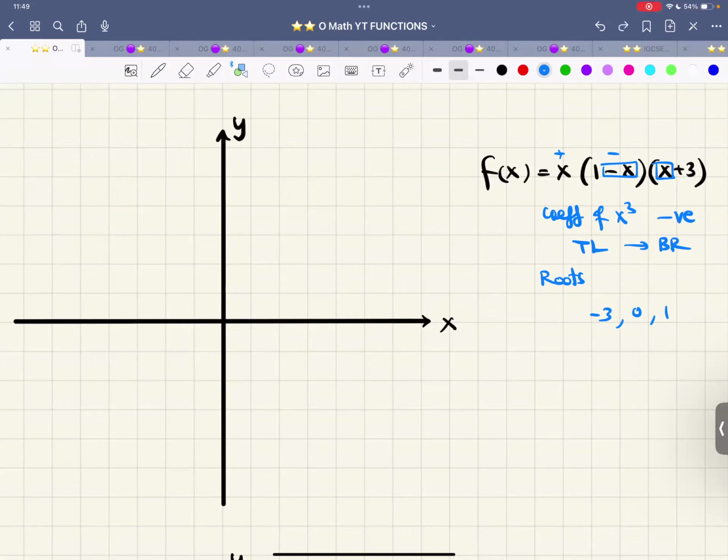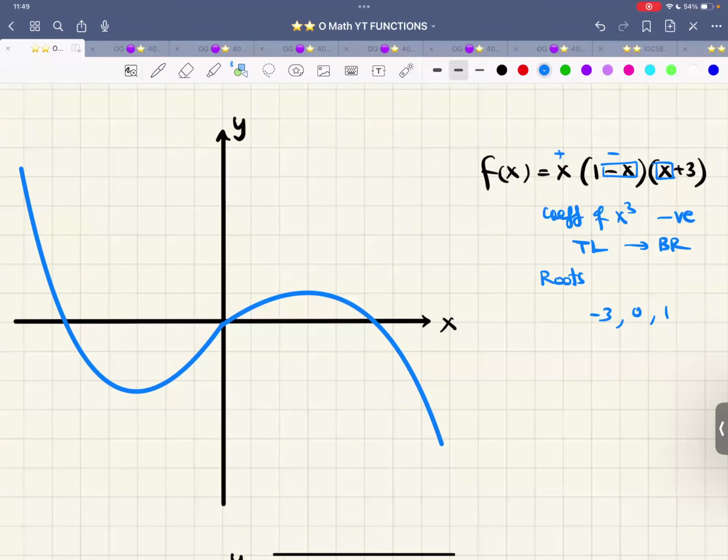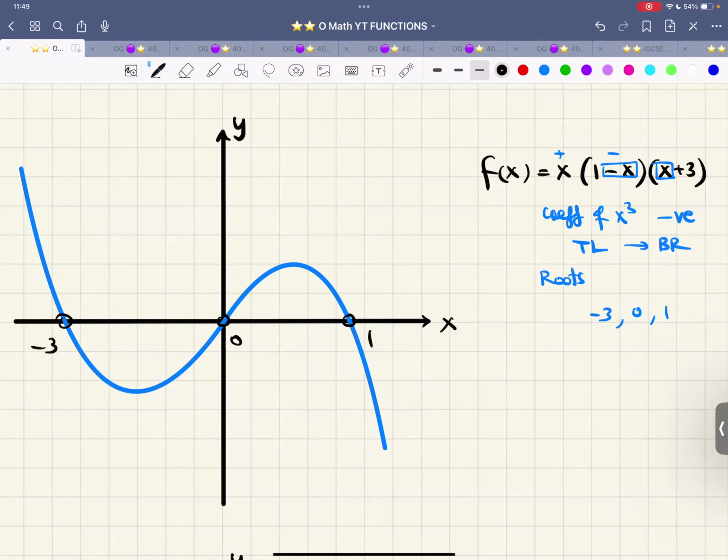Hold for a second. Okay, that's a nice one. Like this. Okay, so I can make it more steeper like this. Okay, that is a nice one. So therefore, this is 1. This is 0. This is negative 3. All good, all clear?